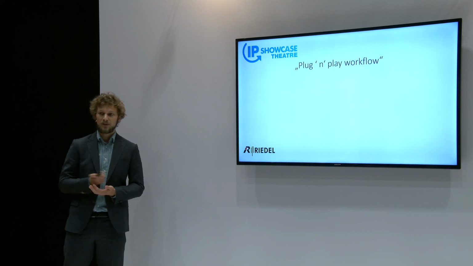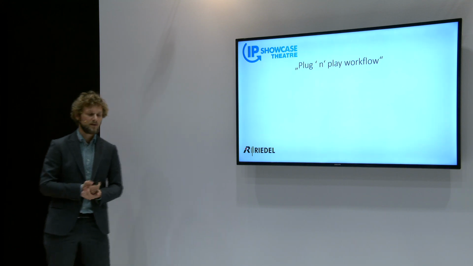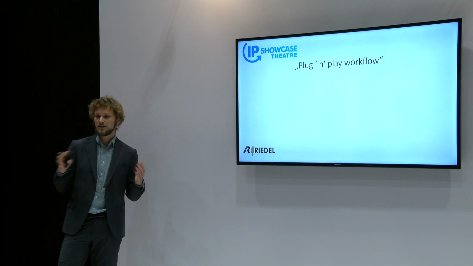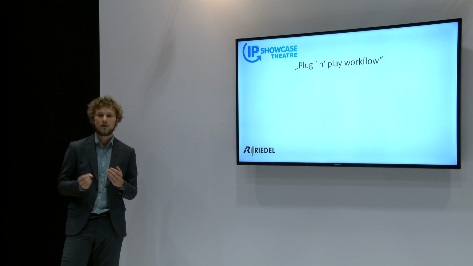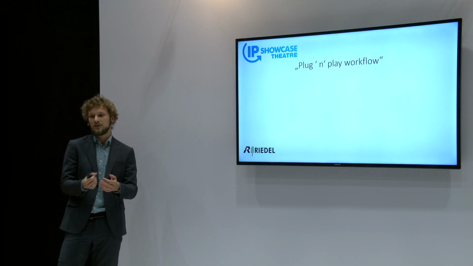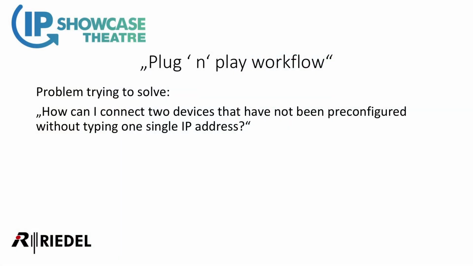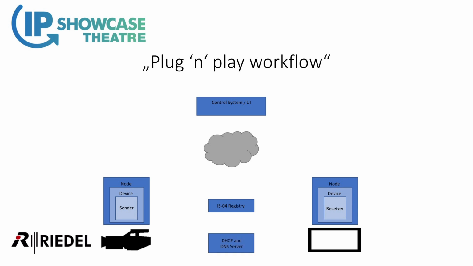So next would be a plug-and-play workflow, which is maybe not applicable to a large installation like a TV studio, but we also do events. So we go to an event, plug stuff together, and we don't really want to type in an IP address. So what can we do? We add a DHCP server and a DNS server, and this is nothing that needs to be on a big, fat physical server. It can also be a service on your laptop or included in another piece of software.